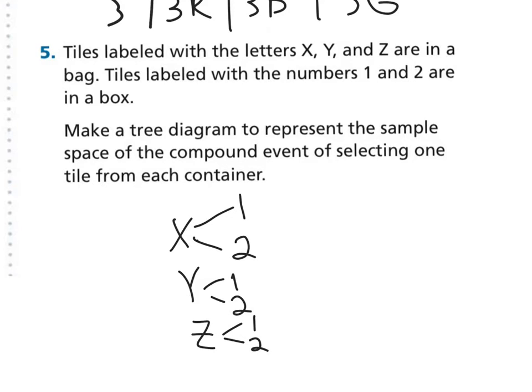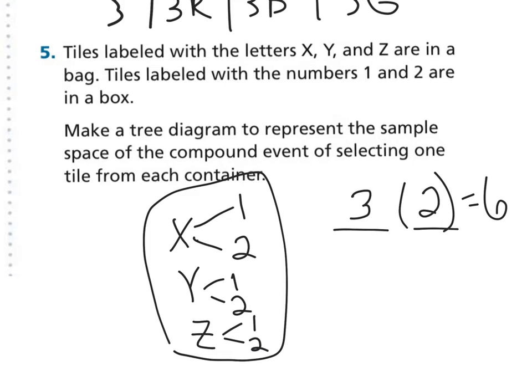Okay, and a way of checking that, we have 6 different options or routes here. If we look at this, letters, we have how many letters? 3. How many numbers? 2. 3 times 2 is 6. We had 6 routes, so we should be in good shape there.